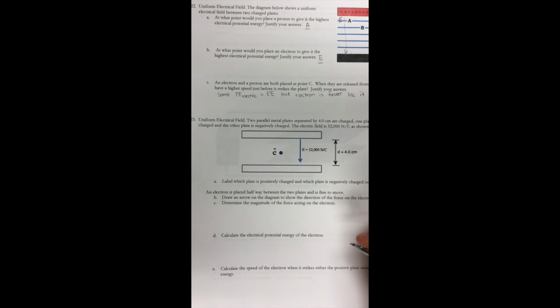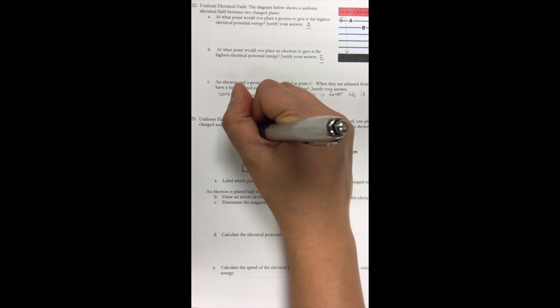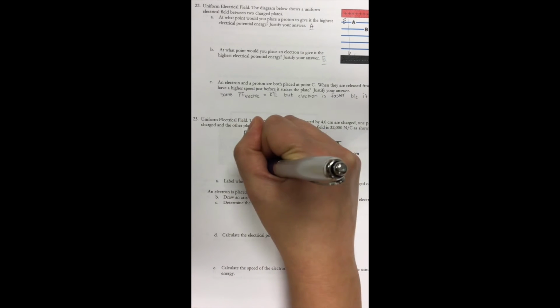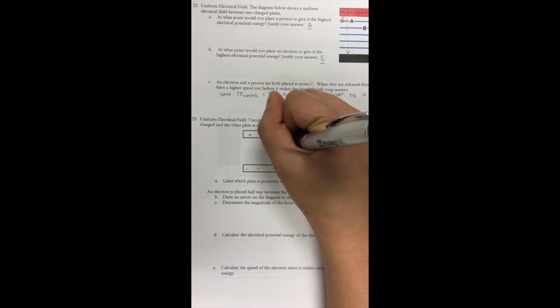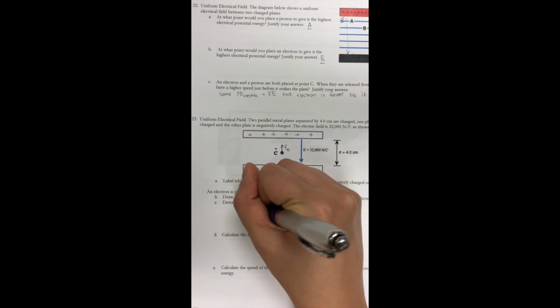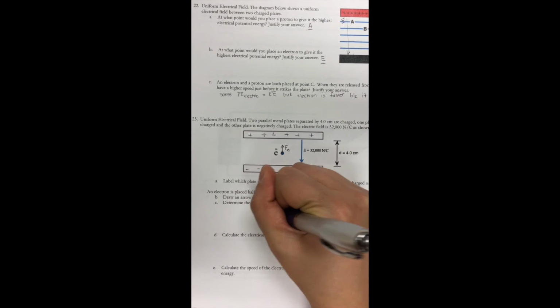Now let's do some mathematical analysis. We've got a positive and negative plate. I know the top plate is positive because the electric field lines are pointing from positive to negative. Done. The electron will go against the field. Its force is going upward because it wants to go to the positive charges. The force acting on the electron is going to be Q times E.